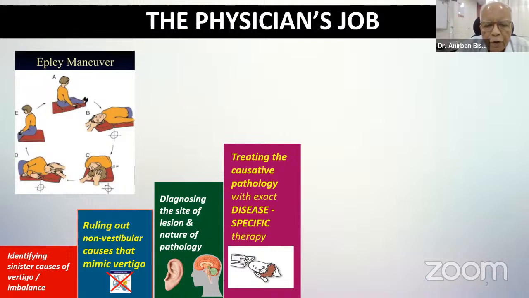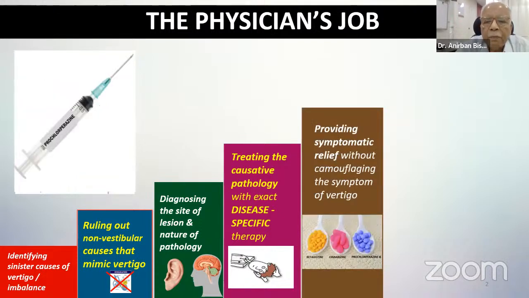That means if it is a positional vertigo, BPPV, that patient will not require any medication. That can be corrected only by the liberatory maneuvers, nothing else. No medicine is required for positional vertigo. If it is Meniere's disease, you have to treat the patient with steroids and diuretics. If it is vestibular neuritis, you'll have to treat the patient with steroids. If it is an acoustic neuroma, the patient will have to be subjected to surgery or whatever it is. So you see, depending upon the cause, if it's a vestibular migraine, then the patient will require migraine prophylactic therapy, etc. Then providing symptomatic relief without camouflaging the symptom of vertigo.